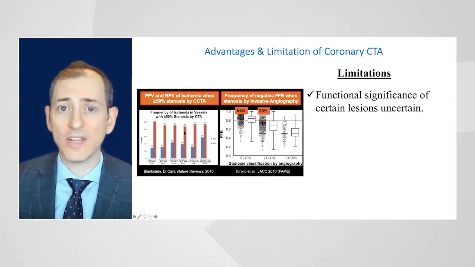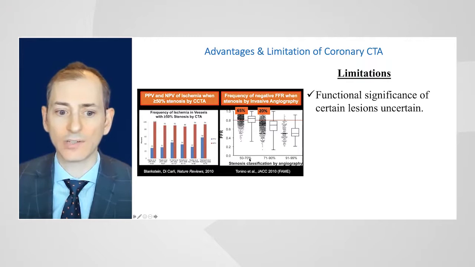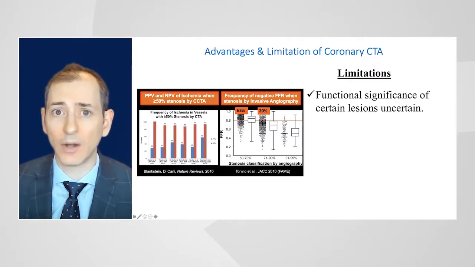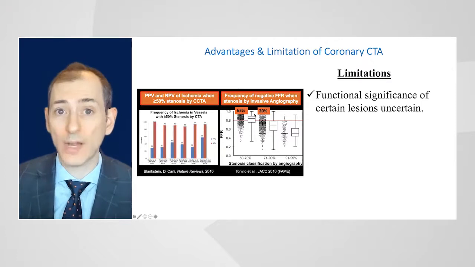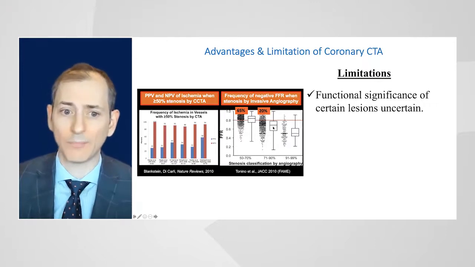But this is not unique for CT. We see this on invasive angiography as well. And this is a sub-study from the FAME trial looking at this, showing that in patients with 50 to 70% stenosis, 65% of the time they are normal by invasive FFR. And even those that have 71 to 90% stenosis, 20% of those individuals may have an invasive FFR that we call normal because it's greater than 0.8.